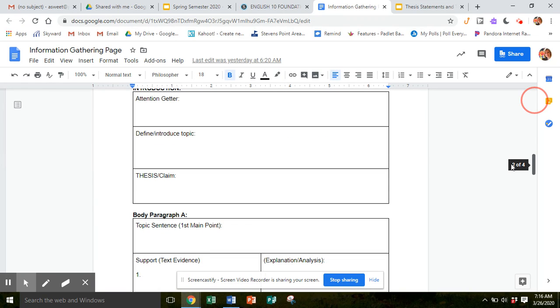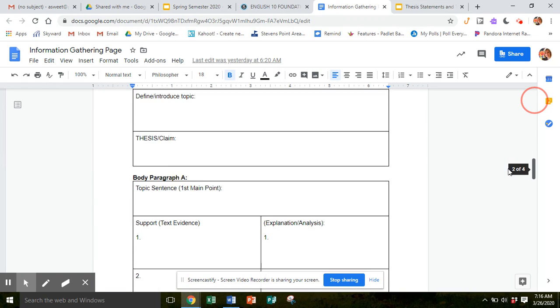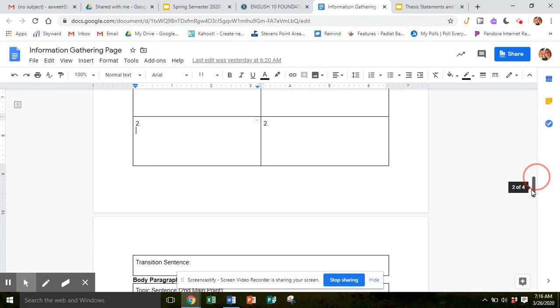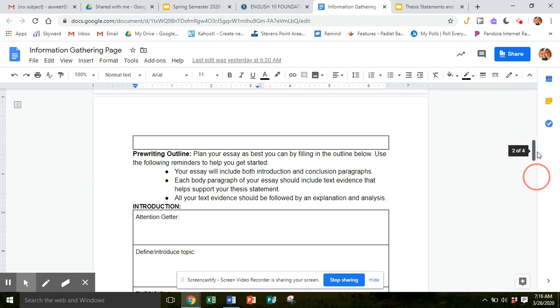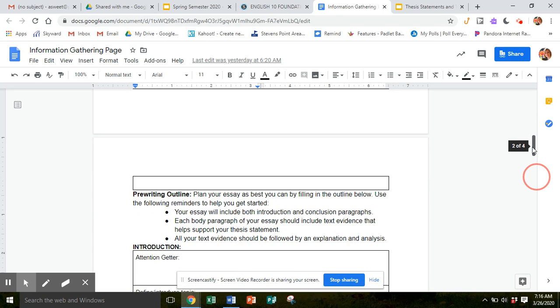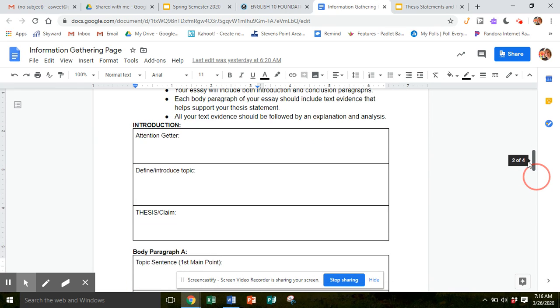Yesterday, you should have gone through and found all of your text evidence and added it with proper citation into each of your body paragraphs. You should have organized that based off of your main points that you brainstormed. So, you should have 6 pieces of text evidence in total, 3 from your book and 3 from Macbeth.